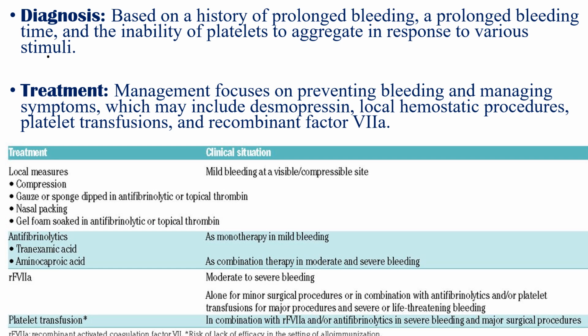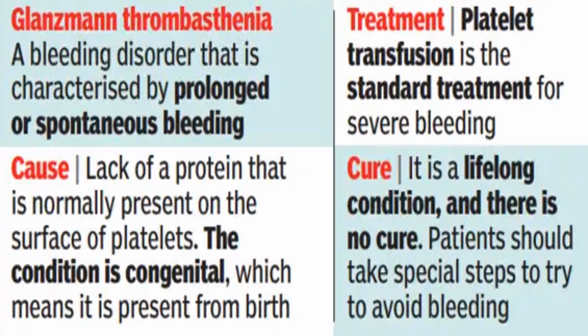Management focuses on preventing bleeding and managing symptoms, which might include desmopressin, local hemostatic procedures, platelet transfusion, and recombinant factor 7. So, the most common cause of thrombasthenia is Glanzmann thrombasthenia. It's a bleeding disorder that is characterized by prolonged or spontaneous bleeding, which is caused by lack of a protein that is normally present on the surface of platelets.